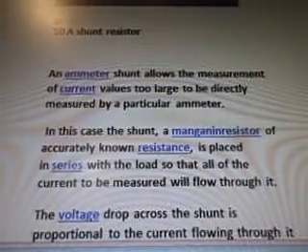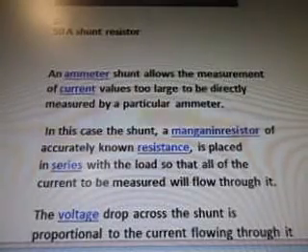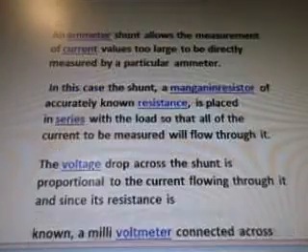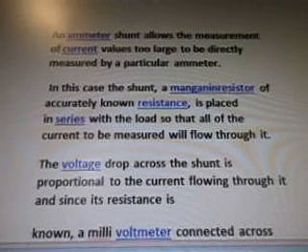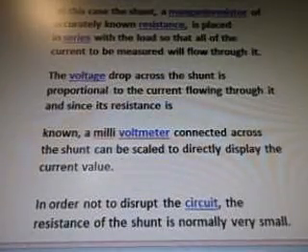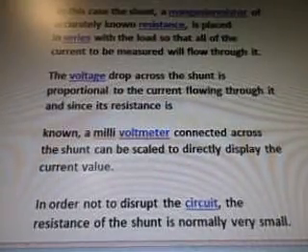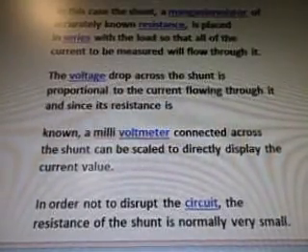An ammeter shunt allows the measurement of current values too large to be directly measured by a particular ammeter. In this case, the shunt, a Manganin resistor of accurately known resistance, is placed in series with the load so that all of the current to be measured will flow through it. The voltage drop across the shunt is proportional to the current flowing through it, and since its resistance is known, a millivoltmeter connected across the shunt can be scaled to directly display the current value.